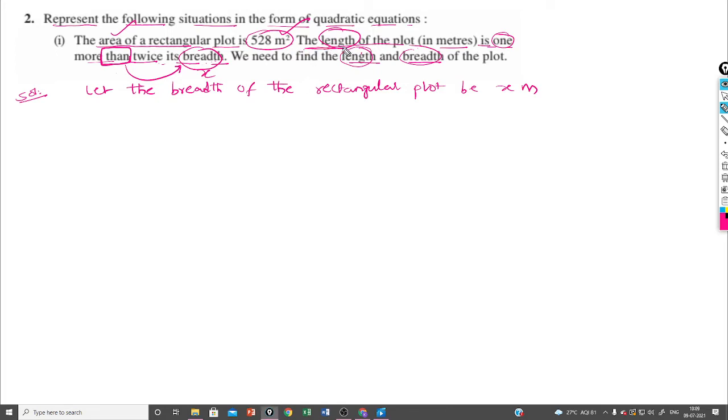As per this line, the length of the plot is one more than twice its breadth, so we can write the length of the rectangular plot. How much is it? Twice breadth, so 2 times breadth. Twice means 2 times breadth. Breadth is represented by x. So 2 times breadth is 2x.